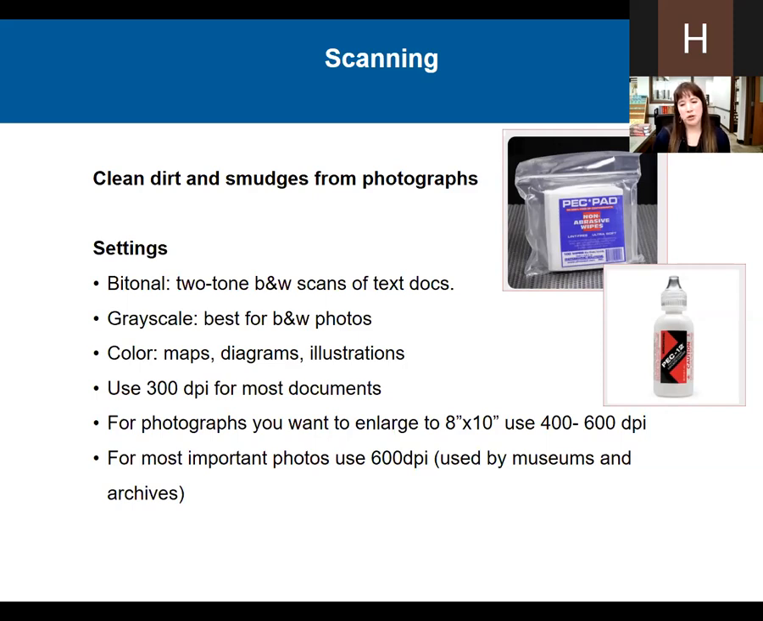So for your most important photos, like the archival institutions, you can use 600 DPI. The only reason people don't use 600 DPI and are more likely to use 300 or 400 is if they're concerned about storage space. They are much larger files and take up a lot more space on your hard drives, so definitely consider that. But if you have one or two photos that you definitely want to preserve and keep, then you can definitely have the option of saving it as 600 DPI.